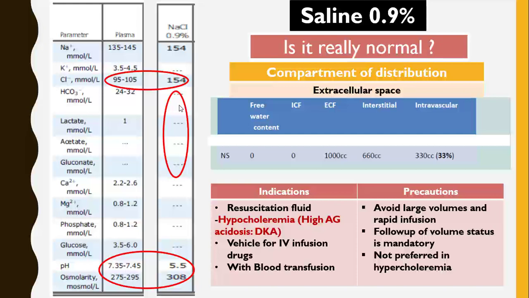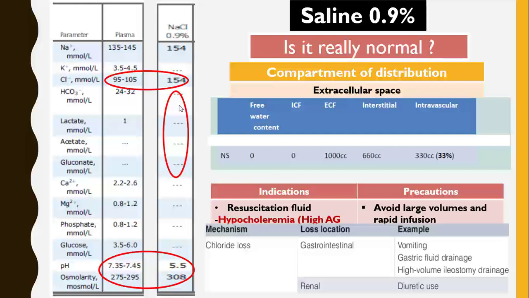solution. But if I know that the patient is hypochloremic, as in patients with high anion gap metabolic acidosis like DKA patients, or patients with vomiting, gastric fluid drainage, high volume ileostomy drainage, or over diuretic use, those are the causes of hypochloremia. Patients with hypochloremia will benefit from this solution, but patients with hyperchloremia will not benefit from the solution.